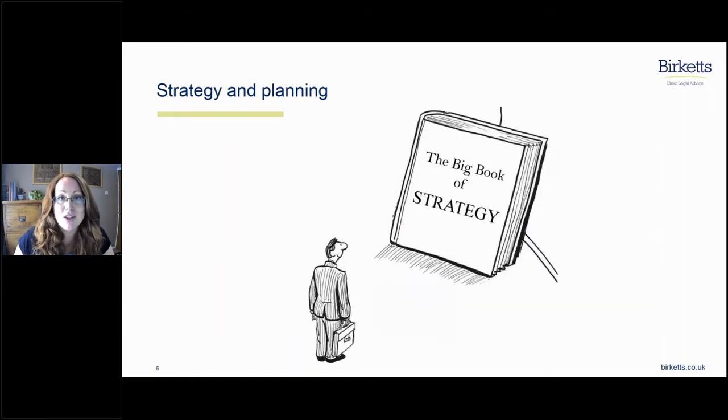Well, key to organisational purpose is strategy and planning. Okay, you know what it is that your charity is established to do, but how are you going to achieve that? What is the most effective way to advance your charity's purposes? This isn't something that's static, it is something that changes with time.